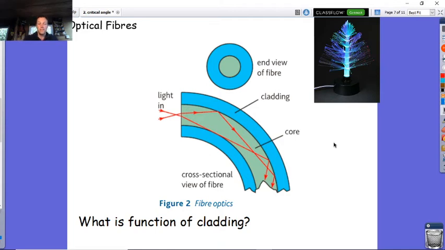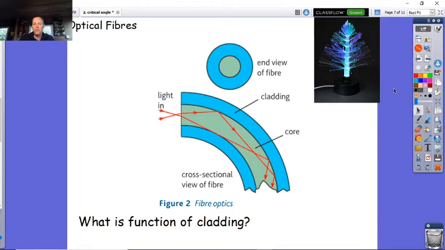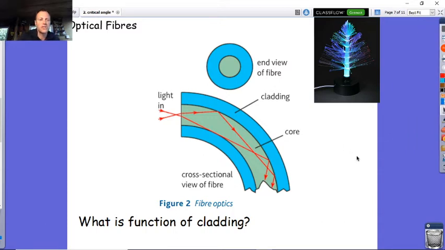This is the second part of the video, all about total internal reflection. In what we've done so far, we've seen total internal reflection and how we can work out the critical angle.